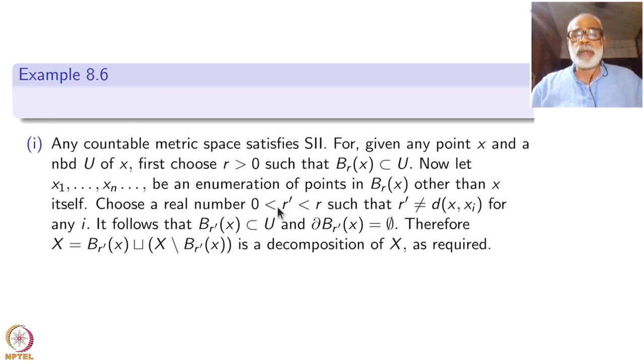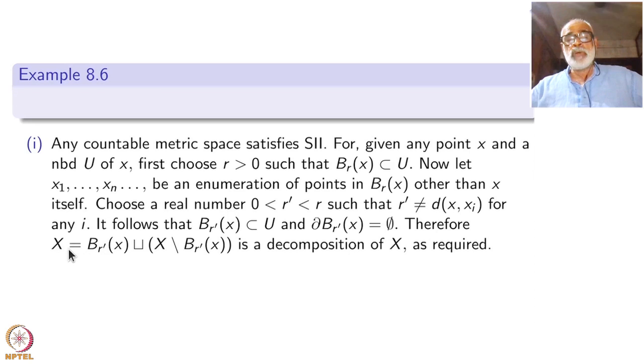Choose a real number r' such that 0 < r' < r, and such that r' is not the value d(x,xi). So d(x,xi) as I range over 1, 2, 3, n and so on will give you only a countable number of real numbers. Between 0 and r there are uncountably many, so I choose one r' which is not equal to any of them. It follows that the open ball of radius r' around x is contained inside U because r' is less than r, but the boundary of B_r'(x), wherein equality occurs, is empty, because they are distinct from all these xi, you see, that is why. The boundary is empty. Whenever you have an open set whose boundary is empty, it is a closed set also.